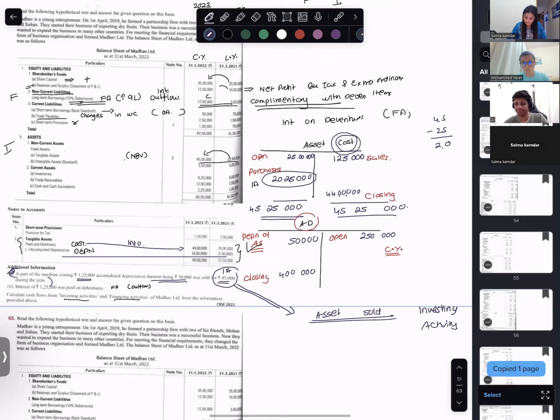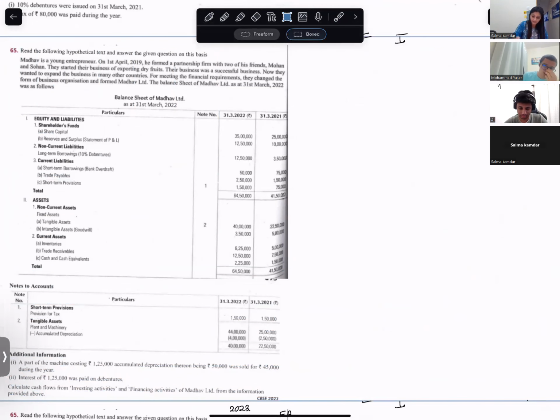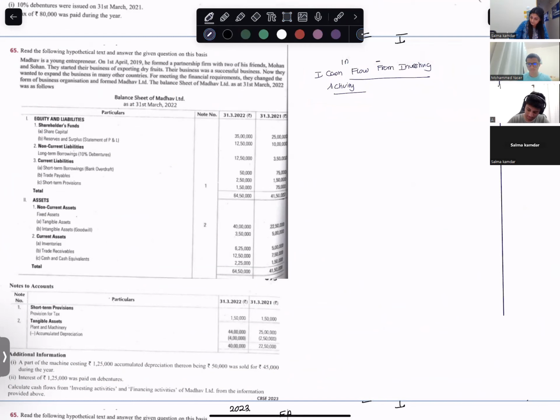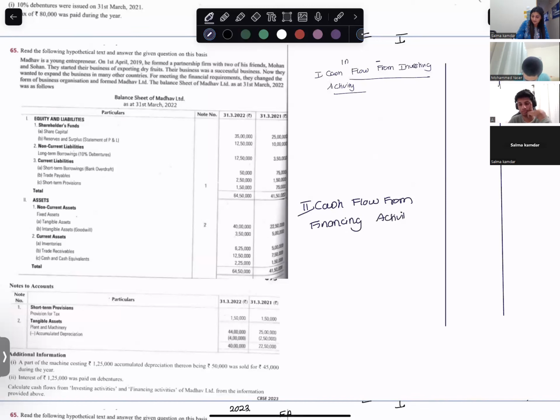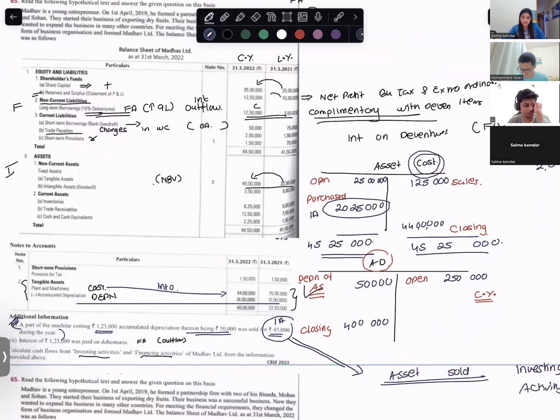Okay, fine. Now what will I do? Now we have to create cash flow. Take cash flow from investing activity, cash flow from which activity? Investing activity and financing. Start, make. Anas, make. Yes. Cash flow from investing activity, and cash flow from financing. Come on, Anas. What will you write in investing activity?